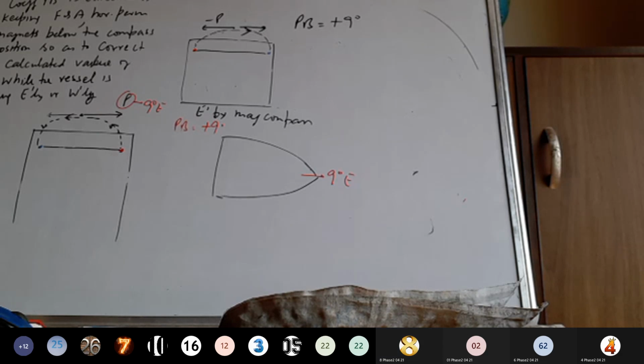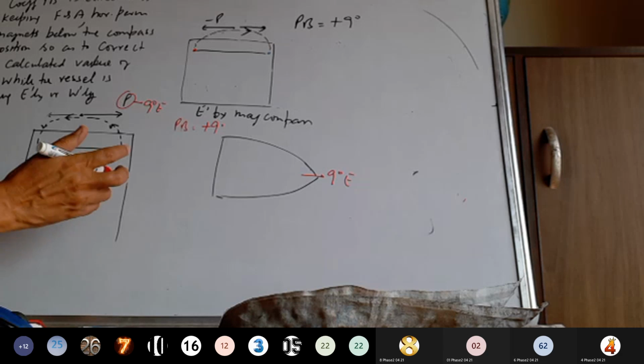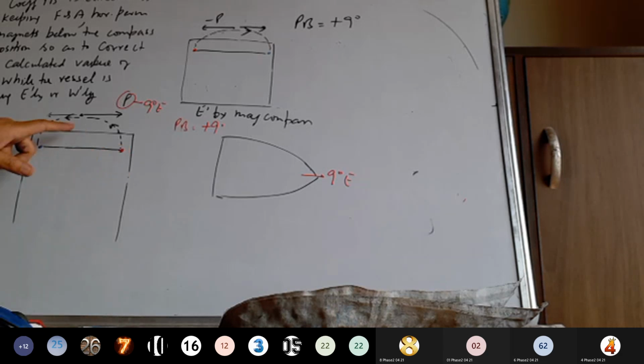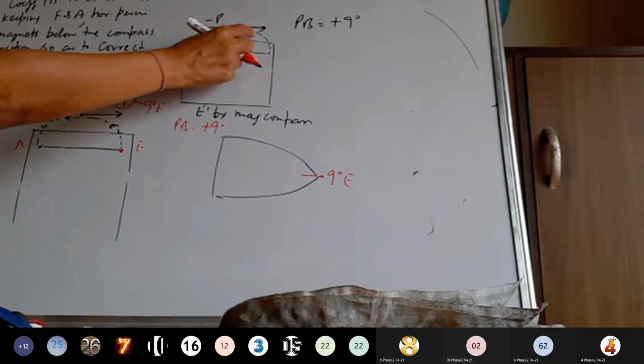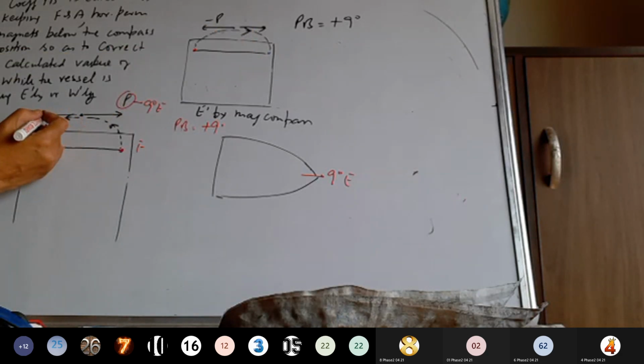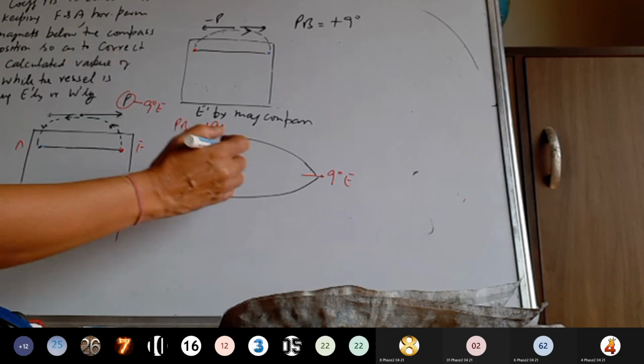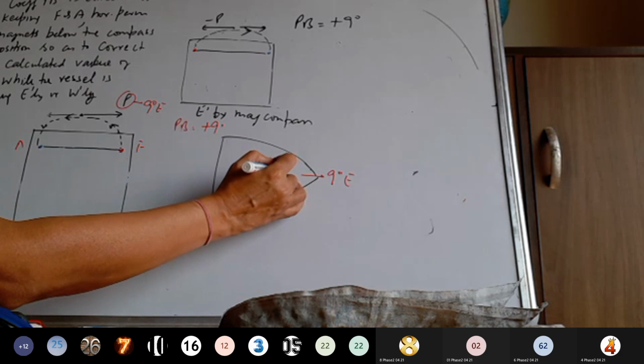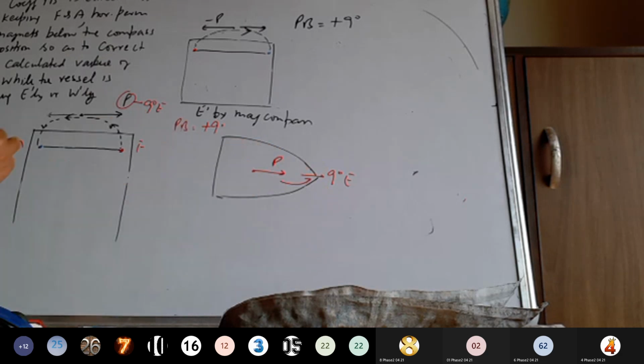Yes, sir. So how much should this corrector magnet cause? 9 degrees west. So now you can see that in this case this force is acting towards aft, and this force is acting towards forward. So let us say this is forward and this is aft. This force is acting towards aft. So now at the magnetic compass position, you have this force P, which is causing this 9 degrees east.